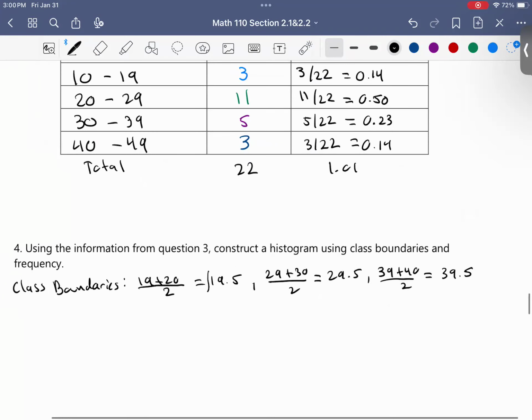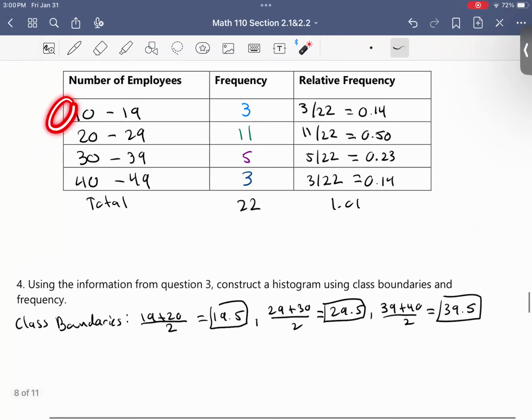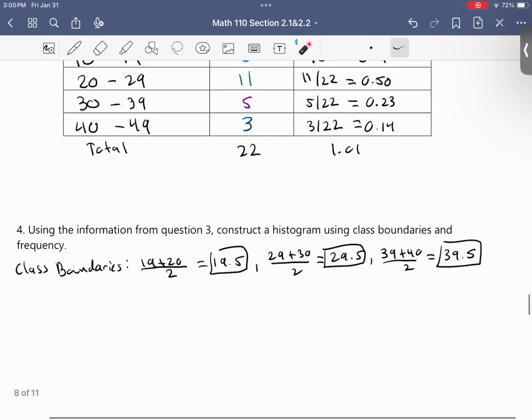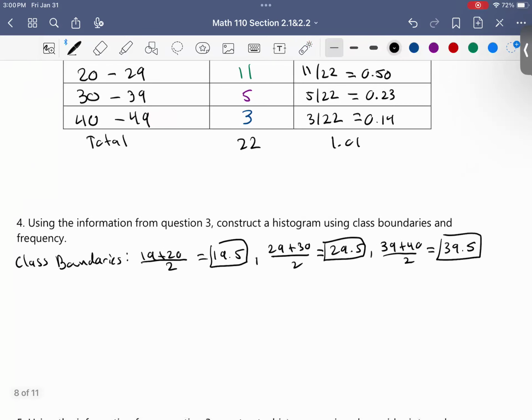Okay, so we have some of our boundaries here. We're missing a couple. We need to get a boundary before 10 and a boundary after 49. So the way to go about that is we're going to use our class width, and we're going to take this first class boundary, 19.5, and subtract 10, our class width. So 19.5 minus 10, that is 9.5. So that's one of our other class boundaries.